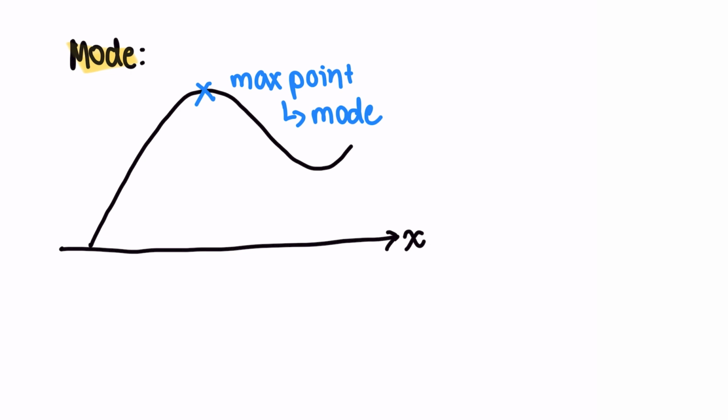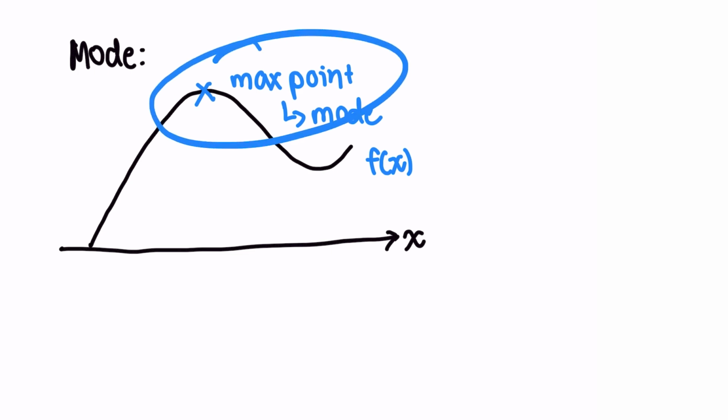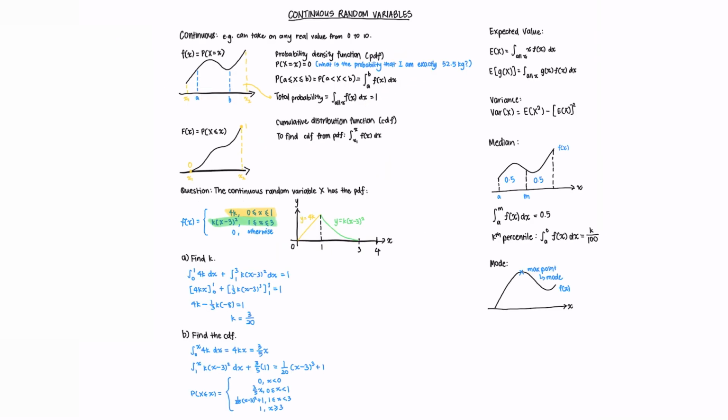Now finally, let's move on to the mode. In terms of your probability distribution function f(x), the mode is just your maximum point. And we're done. Here's a summary sheet for continuous random variables.